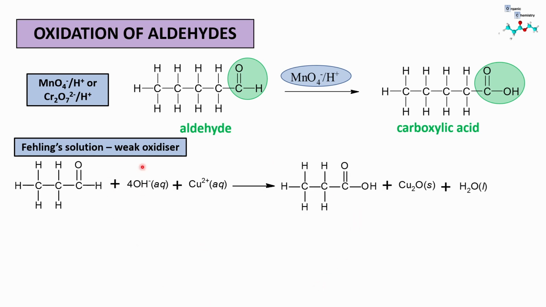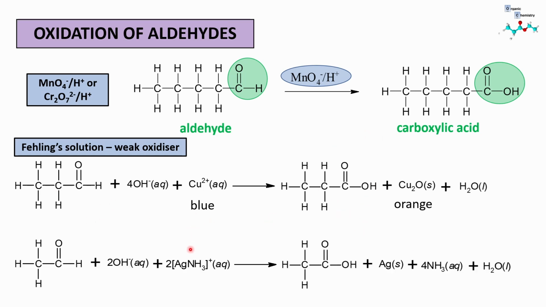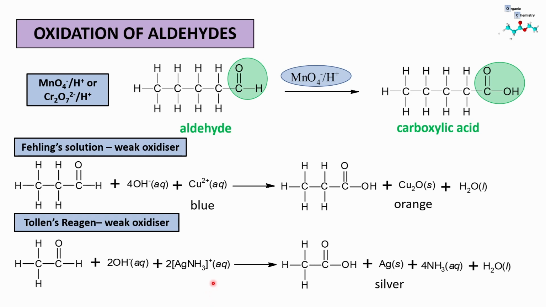Now, Fehling's reaction is actually, we start with an aldehyde here, and we're adding copper ions in the presence of hydroxide ions, and they will oxidize this aldehyde to a carboxylic acid. And actually, the color changes from blue copper ions to orange copper oxide solid. The next reaction also that can happen is called Tollens' reagent. Now, Tollens' reagent is also a weak oxidizer.